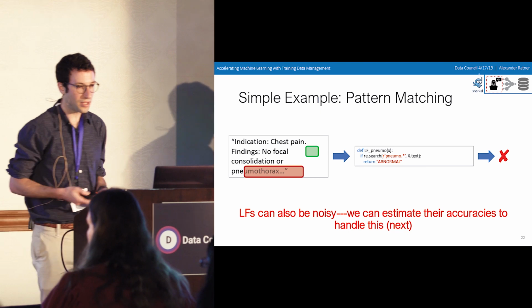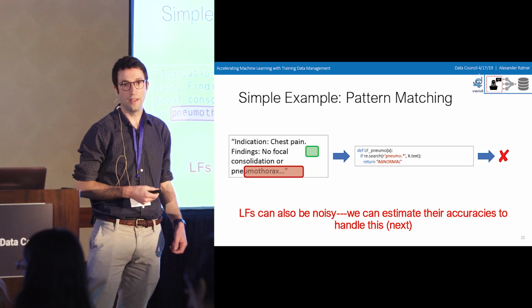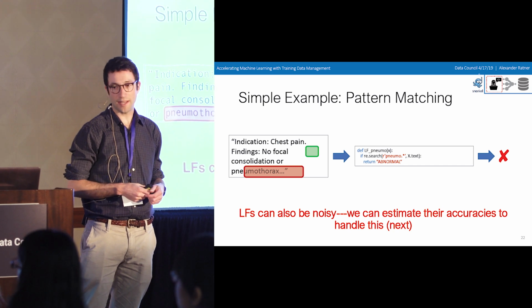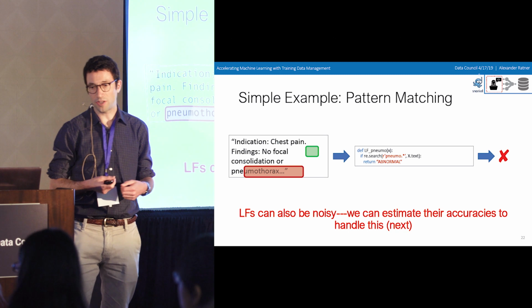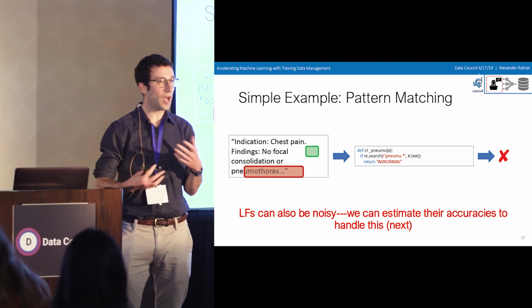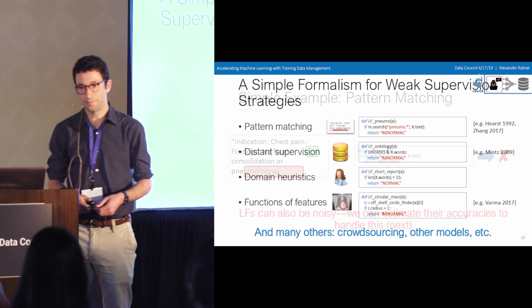Of course, these labeling functions can be wrong. This one obviously misses the negation, outputs the wrong answer. And again, the key that I'll get into in the next step of the pipeline is that labeling functions can be noisy. They can actually be noisy to varying unknown degrees. And if we have a couple of them that are sufficiently uncorrelated, we can handle this.